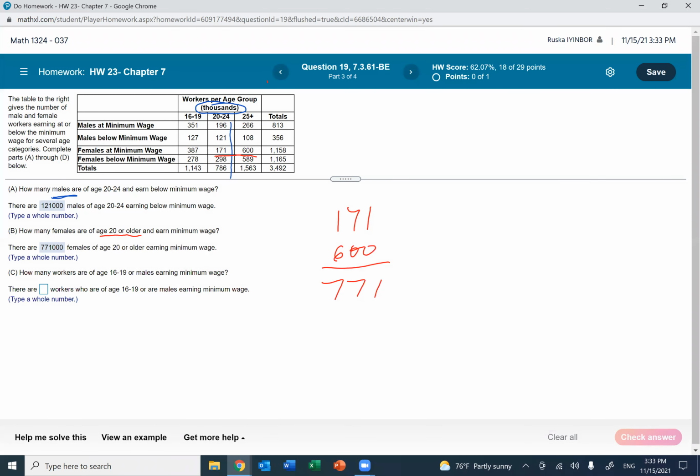Okay, that's good. And then the next one is asking: how many workers of age 16 to 19 or males earning minimum wage? So here we have to find how many workers 16 to 19. This is the total of workers, right? Or male earning minimum wage. So male at minimum wage is this one.